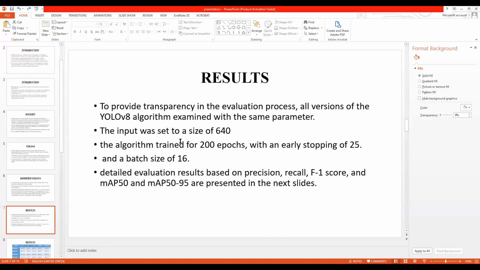To provide transparency in the evaluation process, our version of the YOLOv8 algorithm was examined with the same parameters: an input size of 640, trained for 200 epochs with an early stoppage of 25, and a batch size of 60. Also, a detailed evaluation result based on precision, recall, F1 score, and the mean average precision at 50 and 50-95 are presented in the next slide.